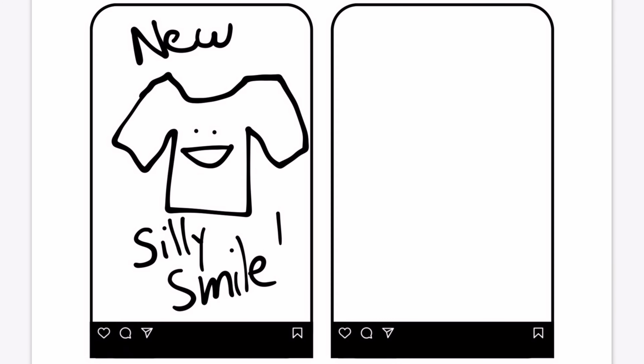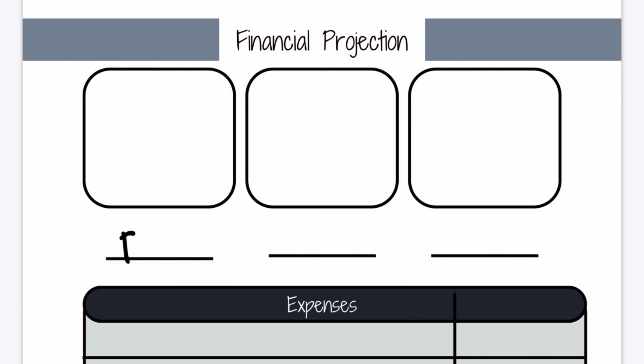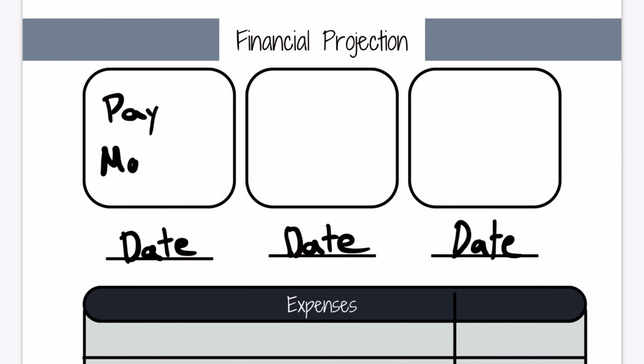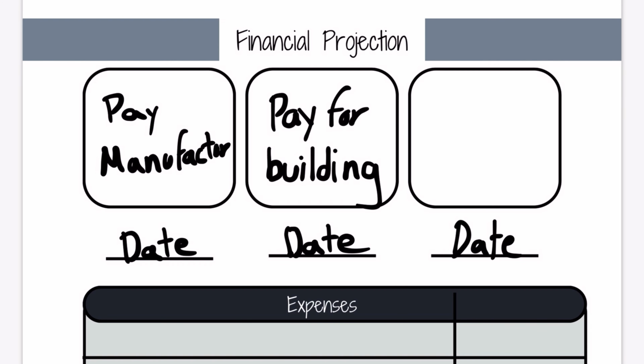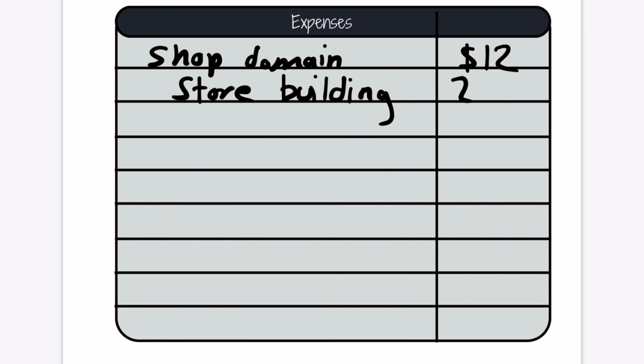The next page includes the financial projection. This can be including important dates that you have to pay for something or a project and what you have to put into it and when. Also included on this page are the expenses. This can include the shop domain, the store building if you're in a physical location, materials, products, services, anything that would fall under that category.